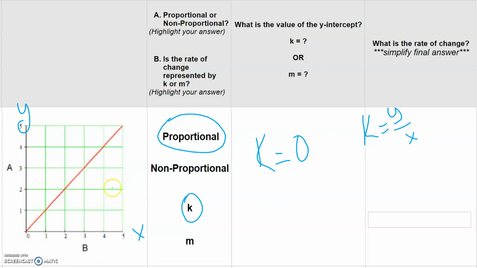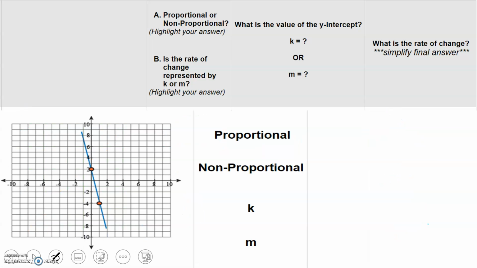Let's pick two coordinates. I have 1 and 1. So k equals 1 over 1. So k will equal 1. Let's continue. We want to first identify our x and y axis. So our y and x.